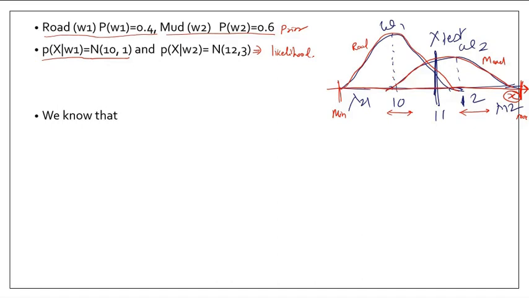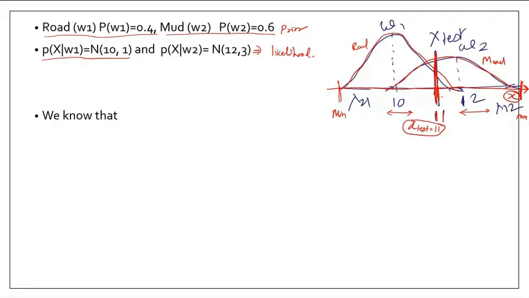Depending on what I receive, I have to decide whether this is mud or road. Now given to me is that x test is equal to 11. So 11 is standing over here. Then I have to say whether I am standing on mud or I am standing on road. So that is the question.